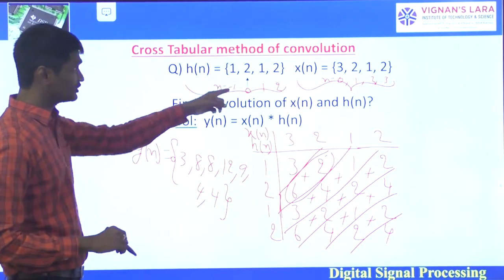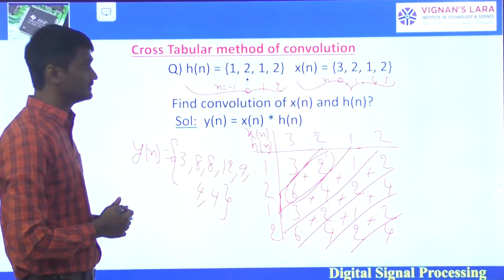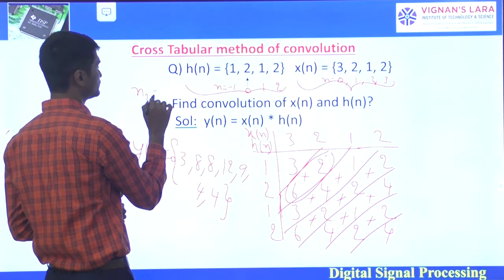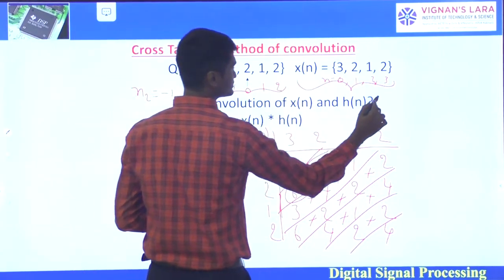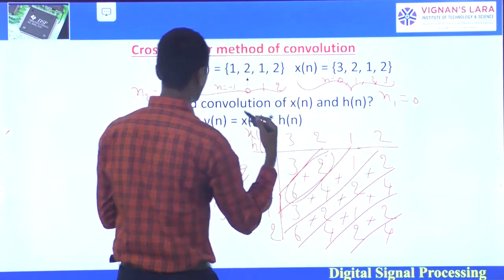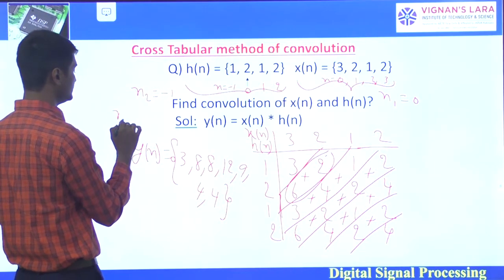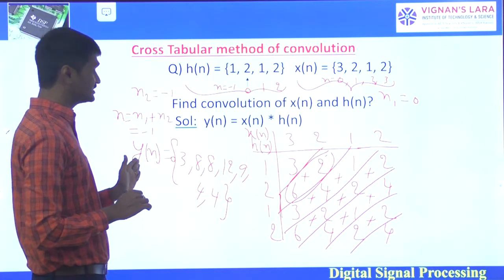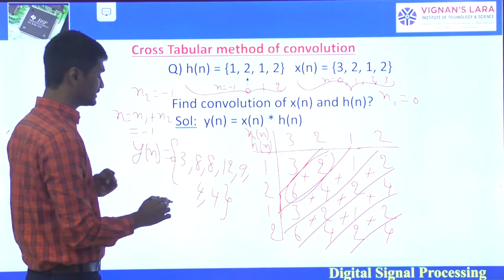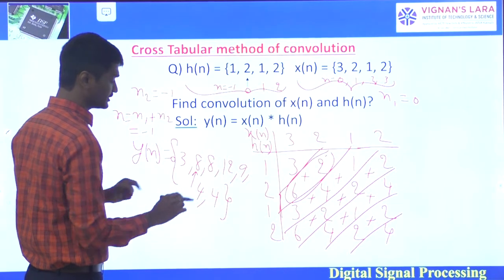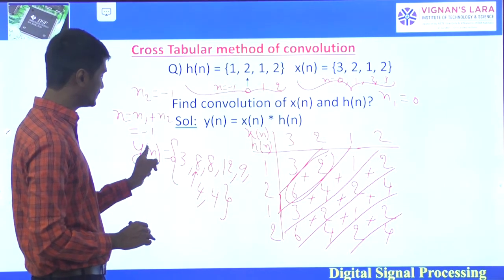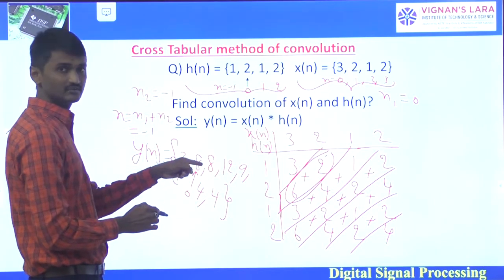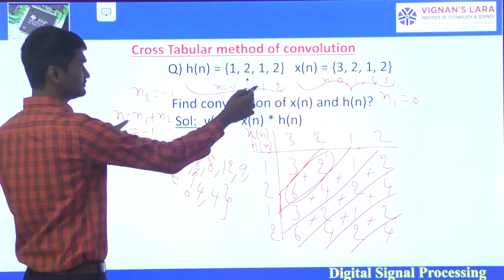Where do I have to put the arrow for the resultant sequence? Because h of n starts at n2 equals minus 1 and x of n starts at n1 equals 0, the resultant sequence y of n starts at n equals n1 plus n2, that is minus 1. So the resultant sequence y of n should start at n equals minus 1, and I have to put the arrow here. It indicates the y of n value at n equals minus 1.